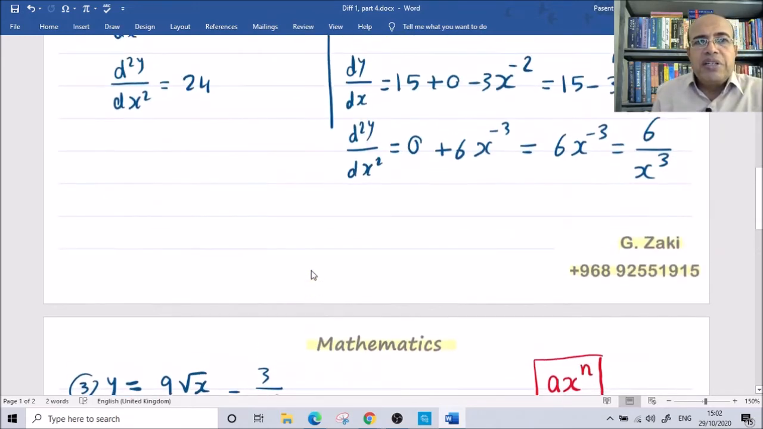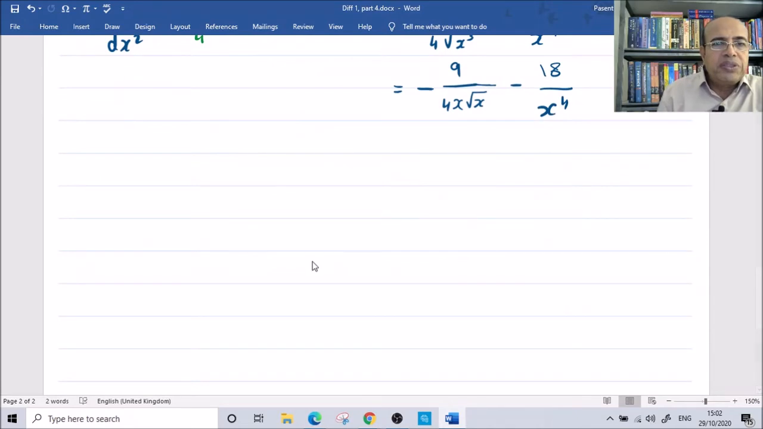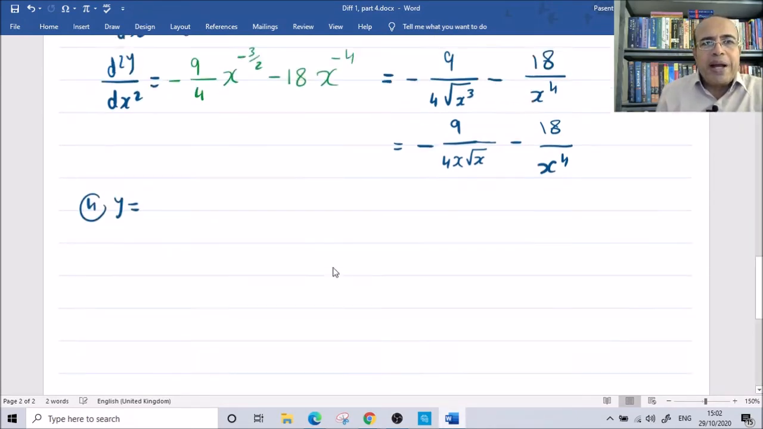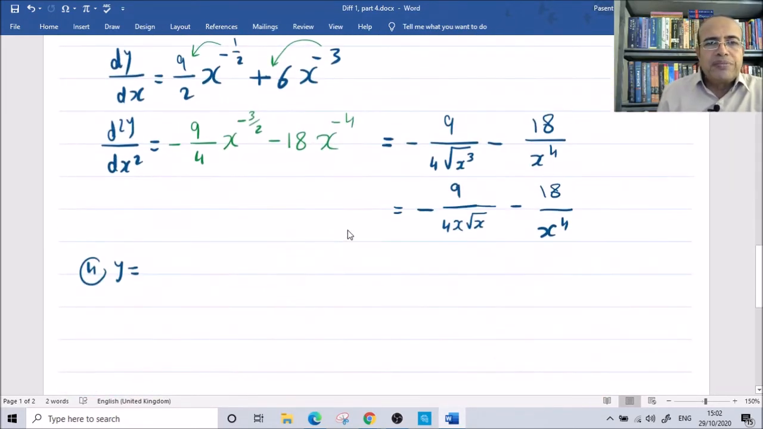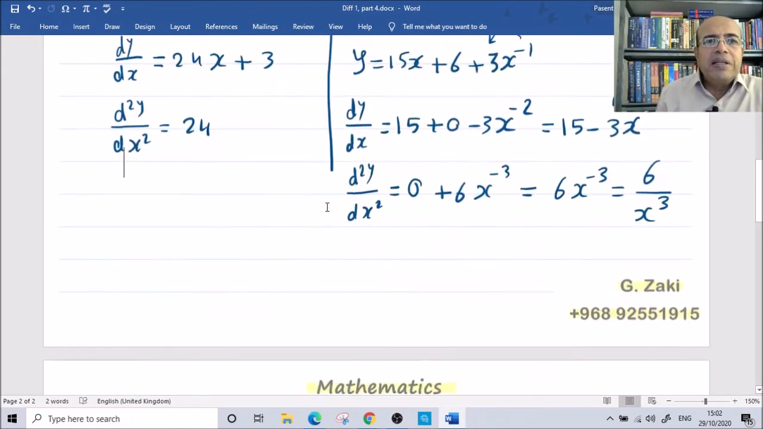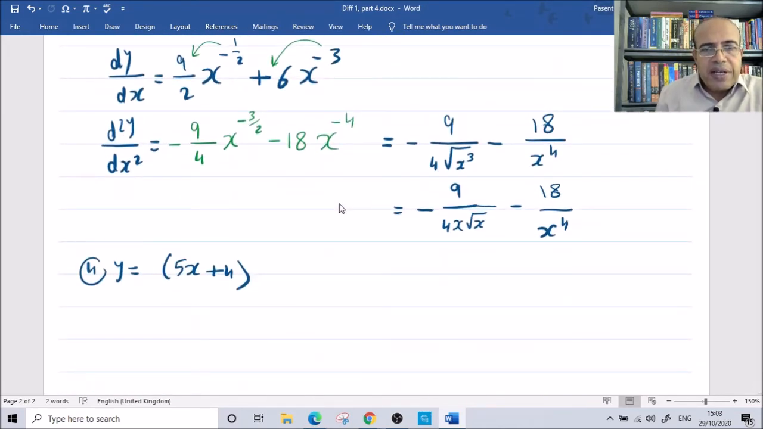Now, question number 4, 2 brackets. So in question number 4, y equals 2 brackets. The 2 brackets are 5x plus 4 multiply 3x minus 2. We expand the bracket.